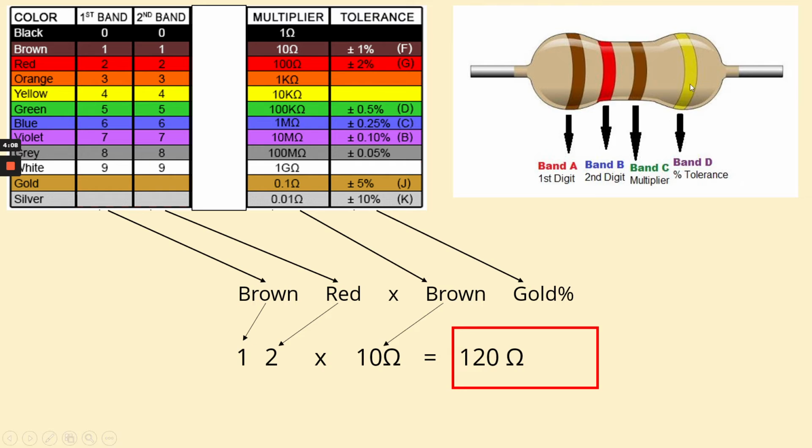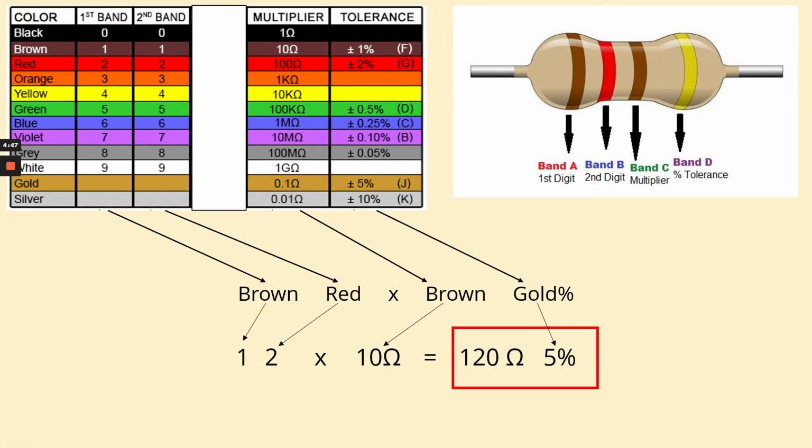This is our tolerance band. This will tell us how many percent up or down the resistance can change for the resistor to be able to work. So our band color is gold. We need to look in the tolerance column, the very last column, down to gold, and that gives us 5%. So we write down 5% afterwards. So the resistance for this resistor is 120 ohms with a tolerance of 5%.